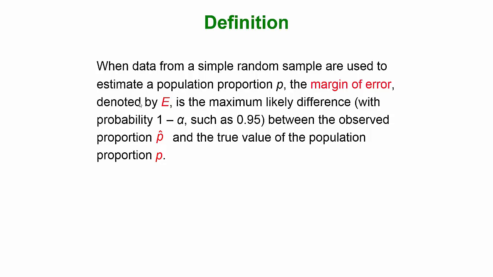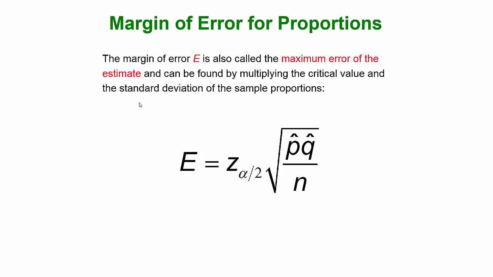When data from a simple random sample are used to estimate a population proportion p, the margin of error, denoted by capital E, is the maximum likely difference with a probability 1 minus alpha between the observed proportion p hat and the true value of the population proportion p. The margin of error E is also called the maximum error of the estimate, and it can be found by multiplying the critical value and the standard deviation of the sample proportions. So the margin of error is E equals z sub alpha over 2 times the square root of p hat q hat over n.